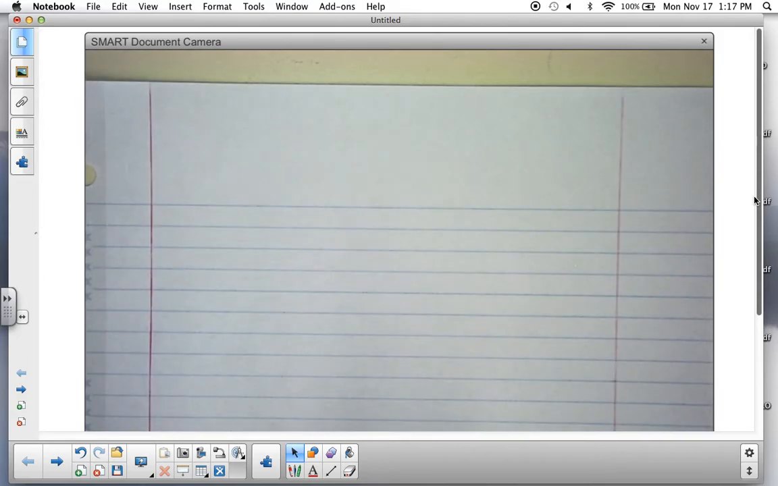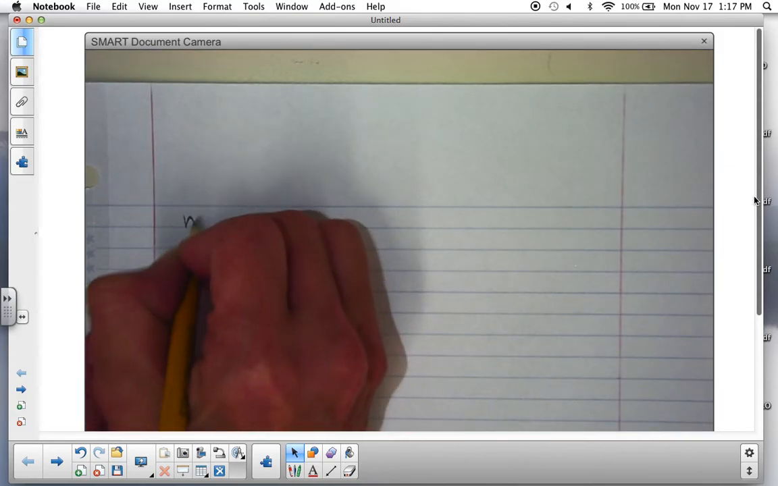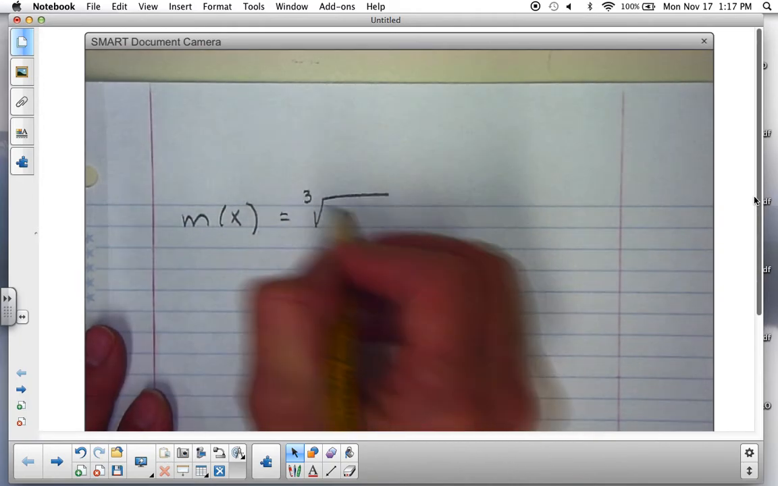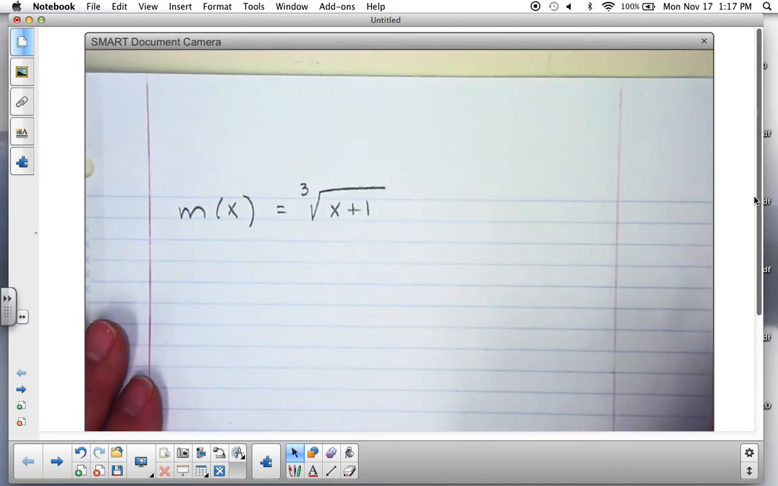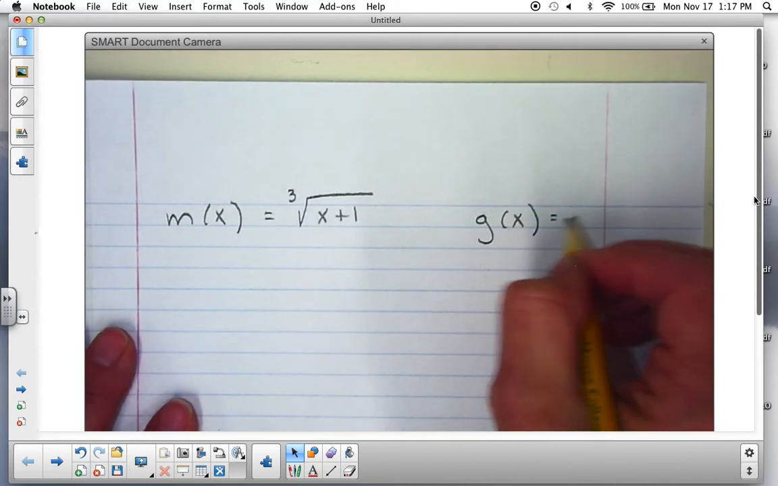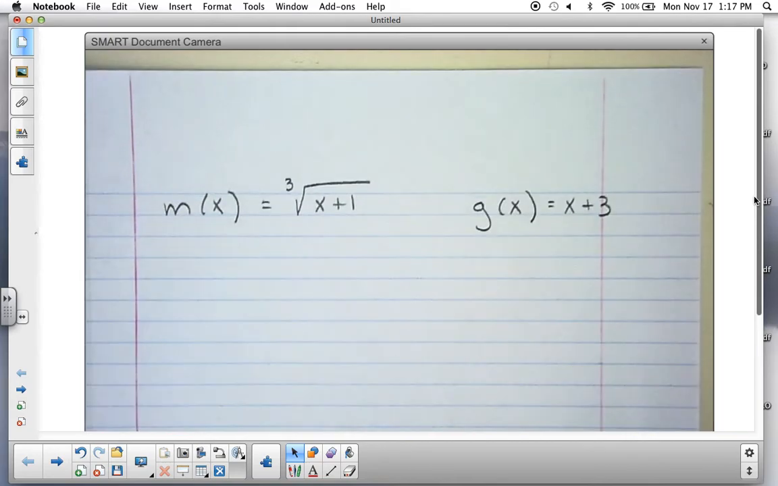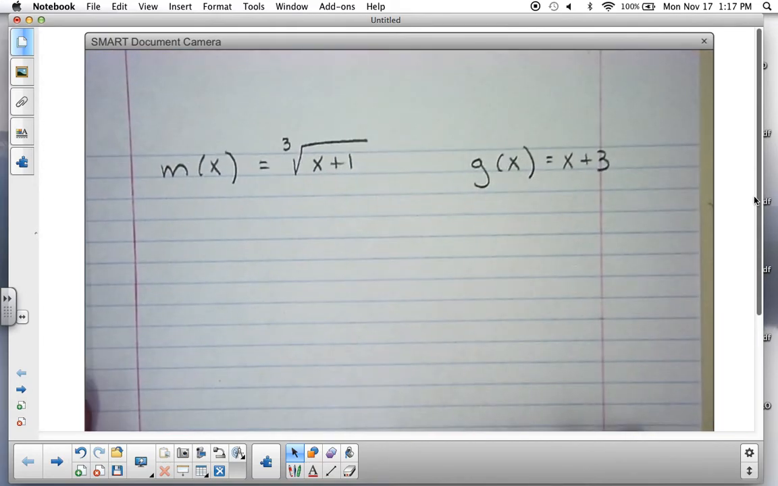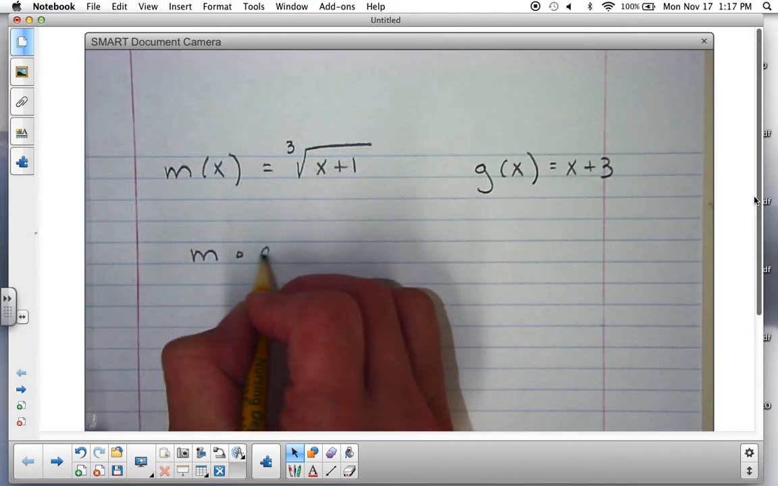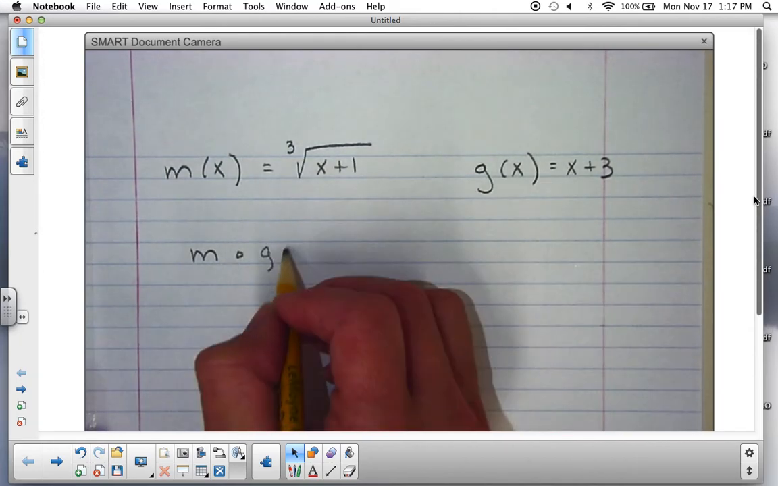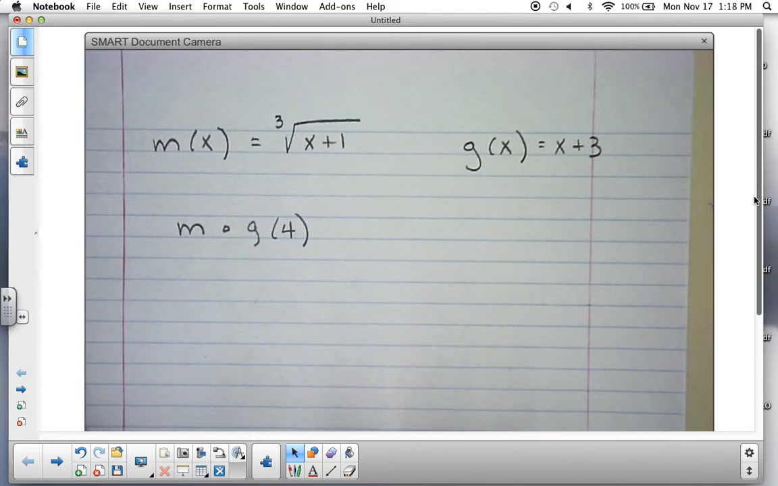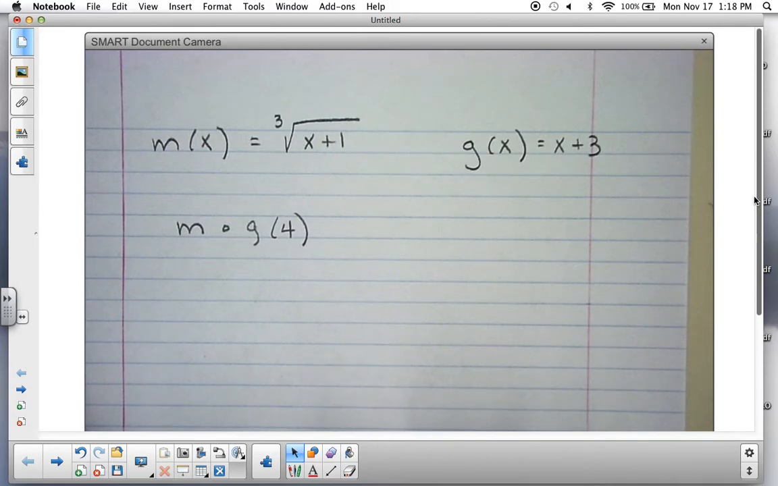They typically use h and g and f, but it could be something else. So let's just call m of x is the cube root of x plus 1, and g of x is x plus 3, let's say. And I want you to find m composed with g of 4. If you want to take a minute and try it, you can shut the video right now, hit pause, and give it a shot.